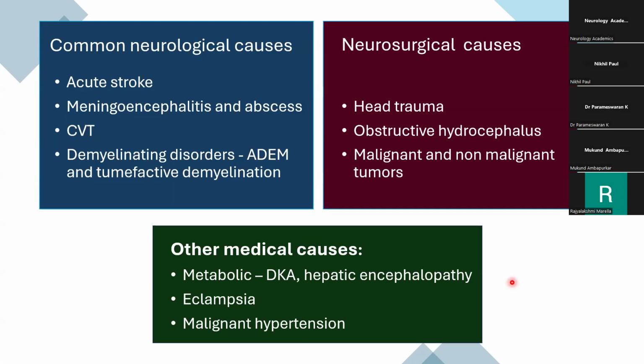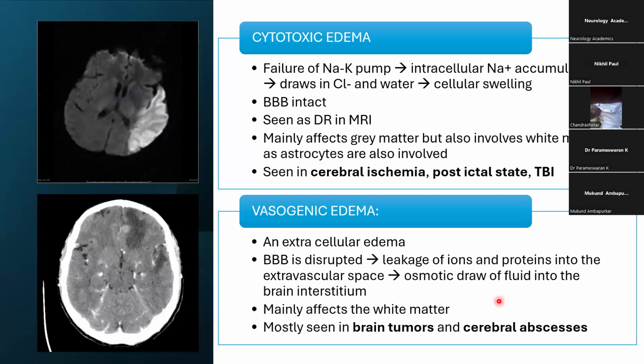There is IAH also. The other medical causes include acute metabolic derangements, such as DKA or hepatic encephalopathy or hyperammonemia, and other causes such as eclampsia or malignant hypertension. These are all causes which can lead to raised ICP. Now we will see what the mechanism of these edemas are.